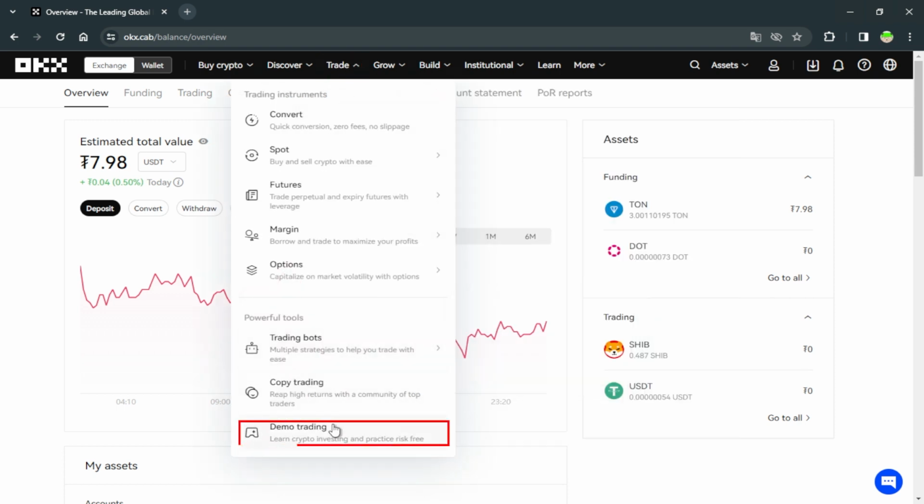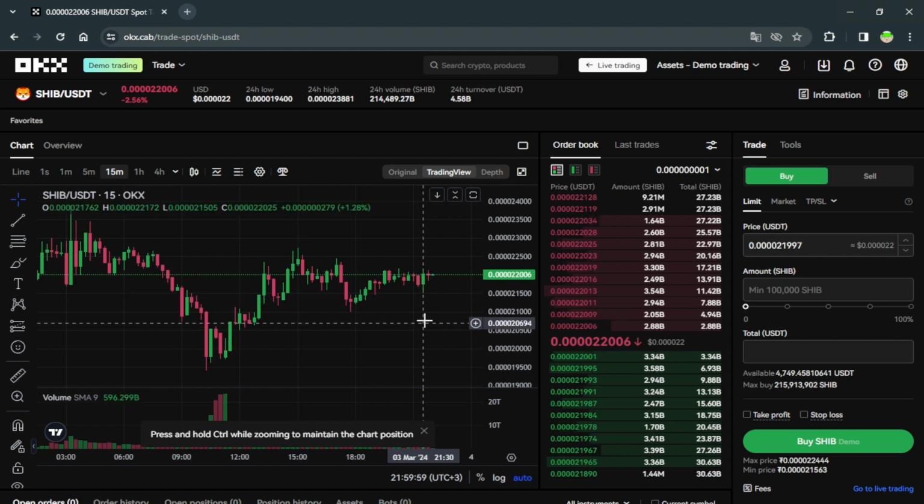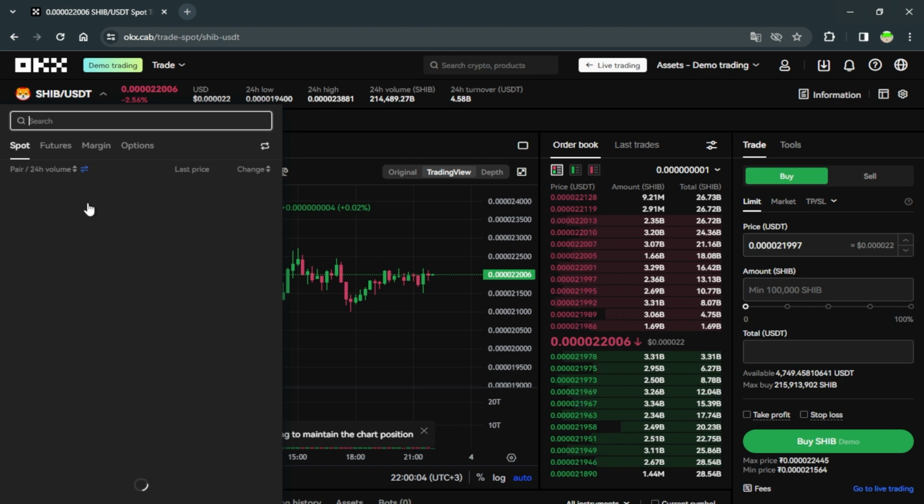Let's move on to trading. Before you start trading, I would advise you to try demo trading in order to understand how trading on the stock exchange works. Okay, select Trade and click Demo Trading.